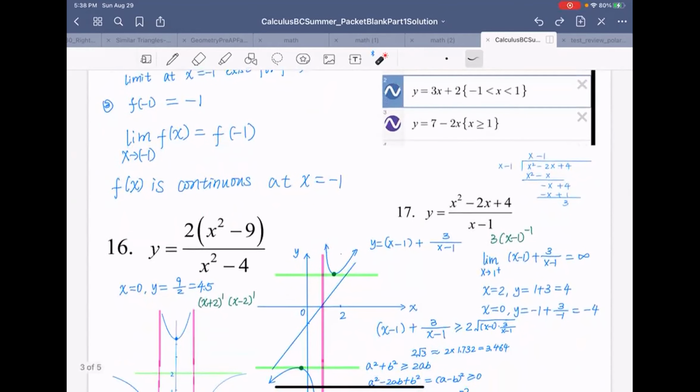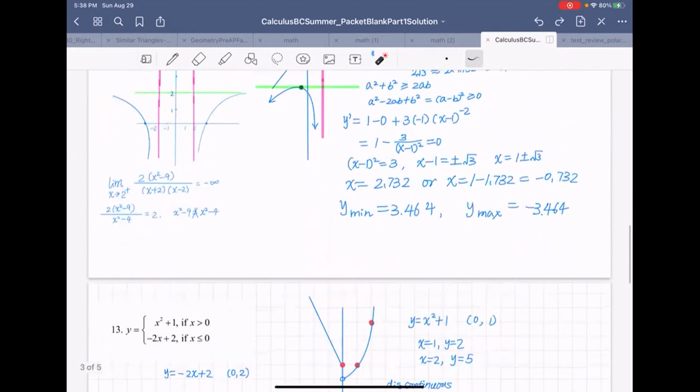So this will be called a... Tina, go ahead. What's this name? Linear function? Slant asymptote. Oh. Okay.